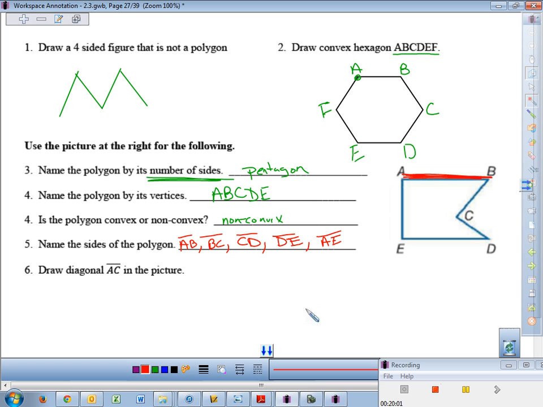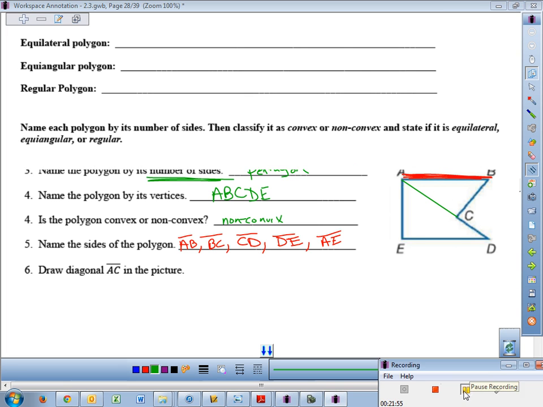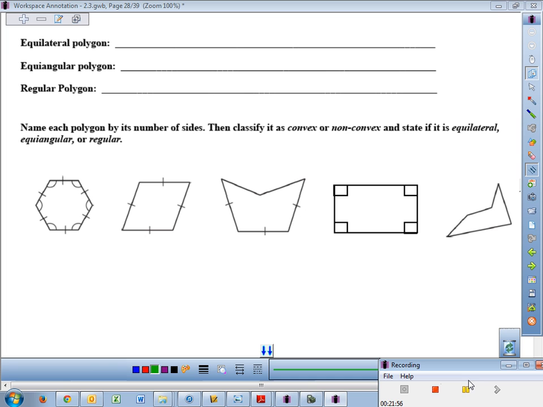Segments are named by their endpoints. How many should you have when you're all said and done? 5. Then draw diagonal AC in the picture. You always use a straight edge. Draw diagonal segment AC in the picture. Like so.